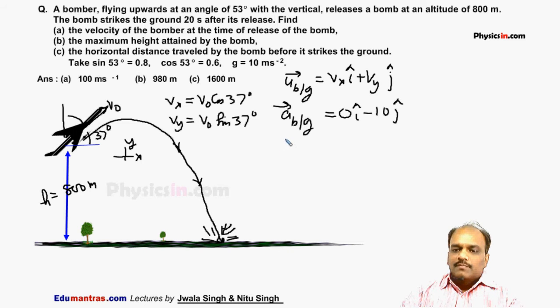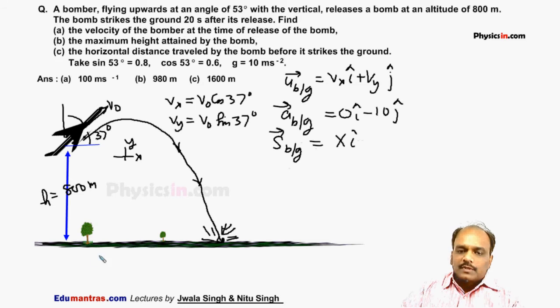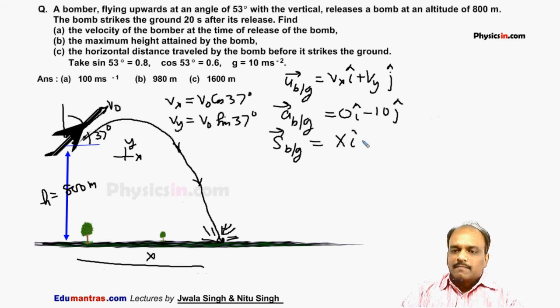The displacement of the bomb with respect to ground can be written with horizontal displacement x i cap. Let this be x and let this be y. Y is minus 800 meter along j cap. Now we know the vertical displacement, and the time of flight of this bomb is also given, that is 20 seconds.